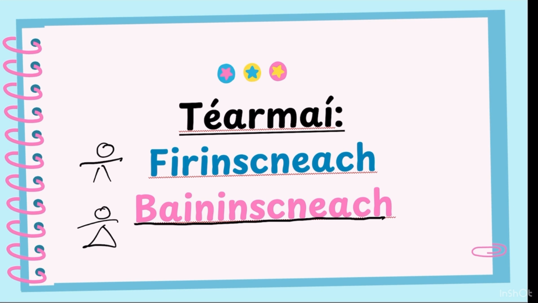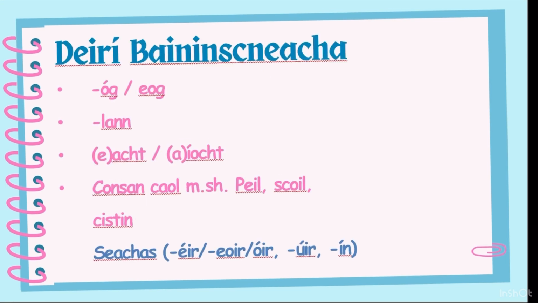So what are the feminine endings? Well, the feminine endings are og, lán, acht, íocht, or consonant quail. So, for example, og, the word fuinog is feminine. And for lán, the word laurelin is feminine. It's baininscneach. For acht and íocht, this actually only applies to two-syllable words. So a word like ceacht, which is one syllable, is actually masculine, but don't worry too much about that. Most of them are feminine. So for example, a word like drámaíocht or bullaíocht are feminine.